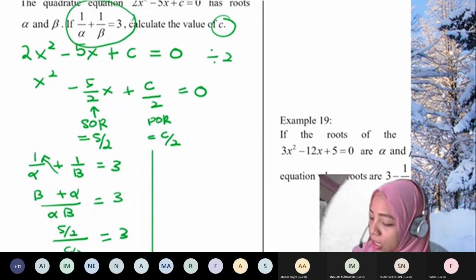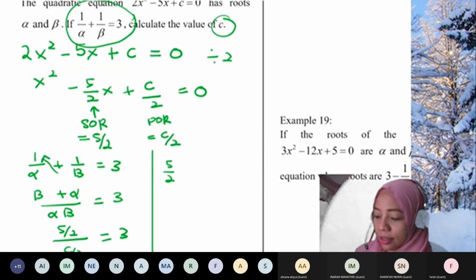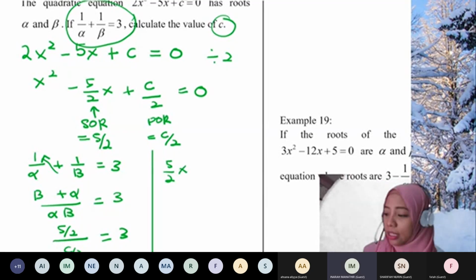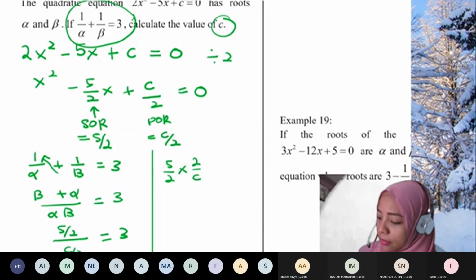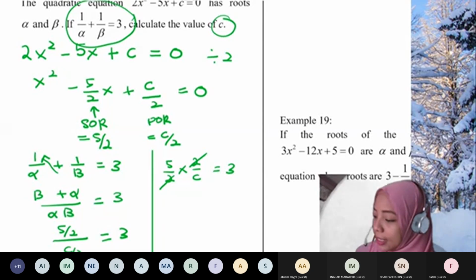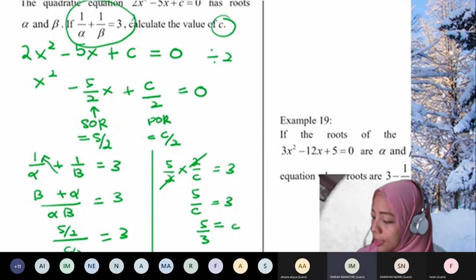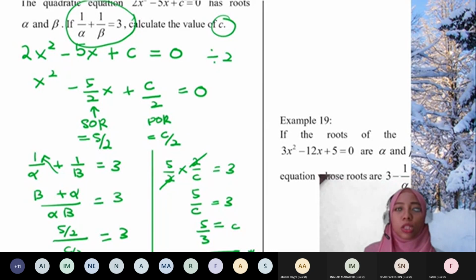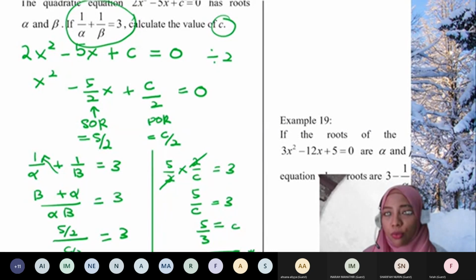Okay. So now, 5 over 2, bila dia divide, boleh tak kita tukar dia jadi multiply? Boleh dengan syarat kita apa? Swap top and bottom equals to 3. So 2 dengan 2 can be cancel. So 5 over C equals to 3. So C equals to 5 over 3. Okay, dapatlah you nilai C iaitu 5 over 3.